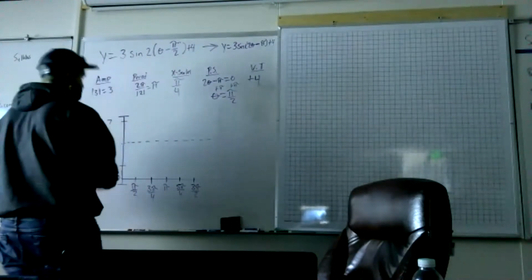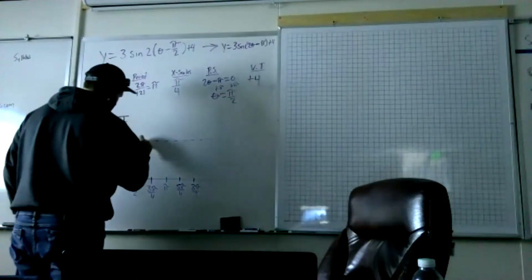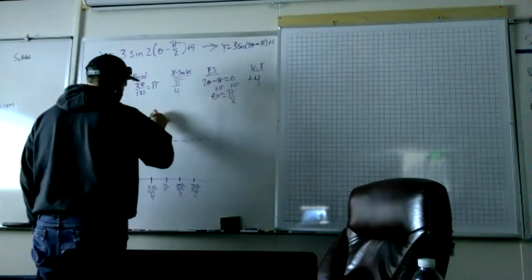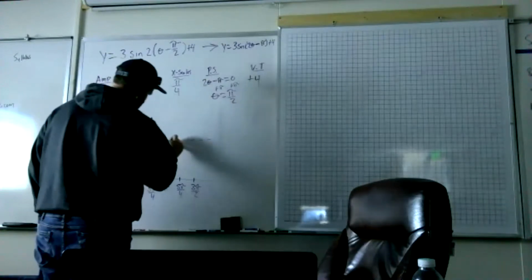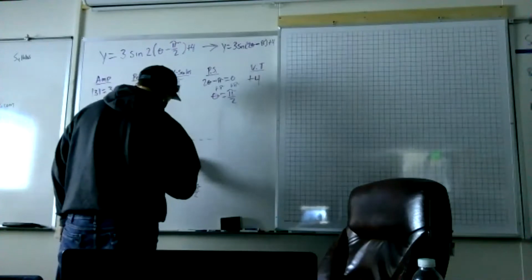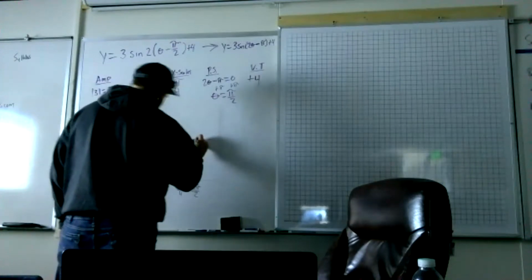Okay, it's a sine function, so I start on the midline right there. Then I go to the maximum value, which is 7. Then I go back to the midline. Then I go to the minimum value. Then I go back to the midline.